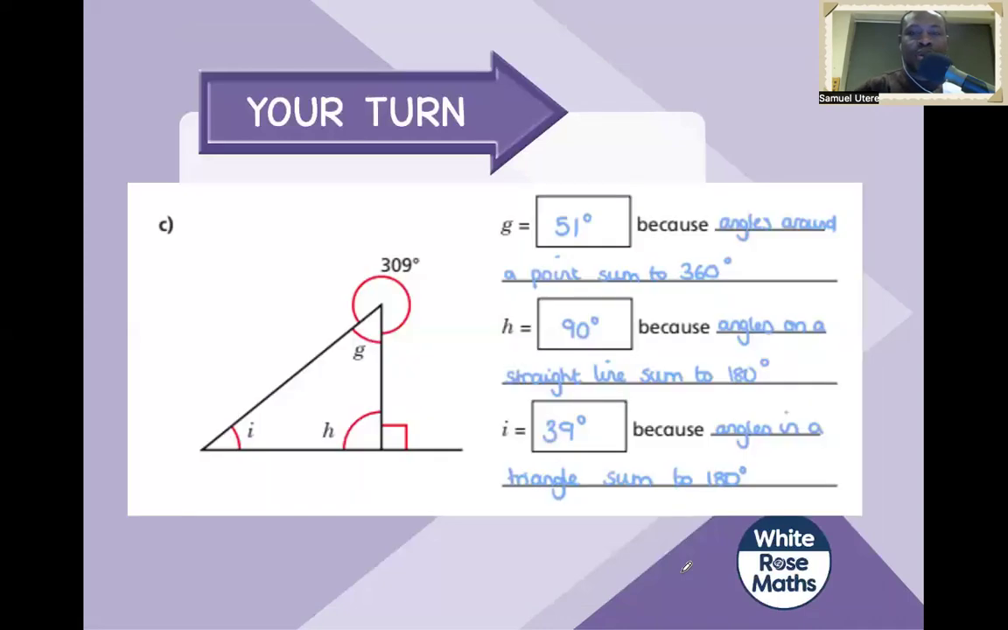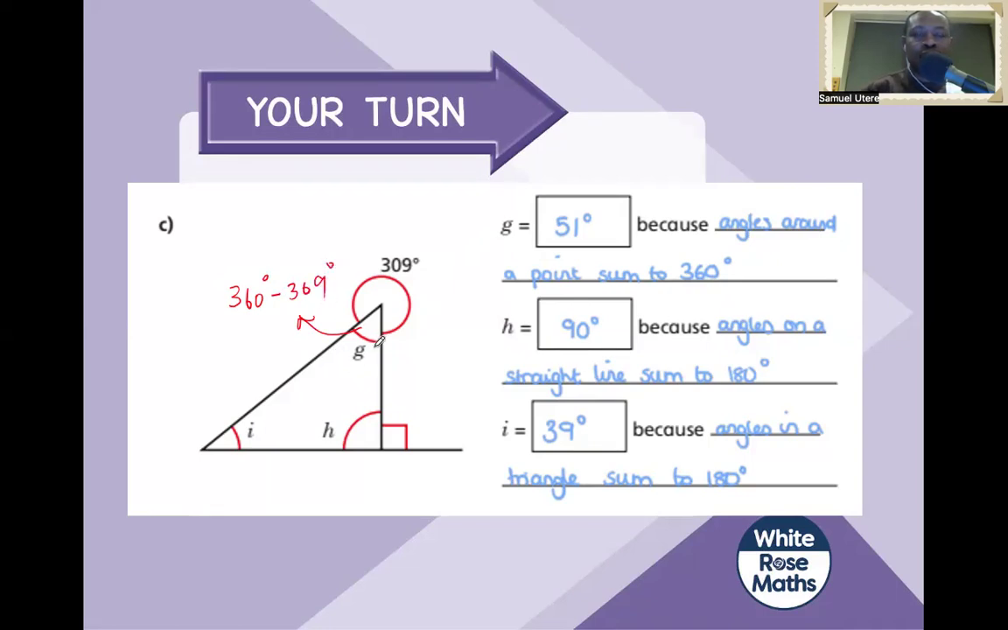Let's do question C. So for question C, you will ask for G, G is 51 degrees. Why? Because angles around the point sum to 360 degrees. So to get this angle, you simply do 360 degrees minus 309 degrees.